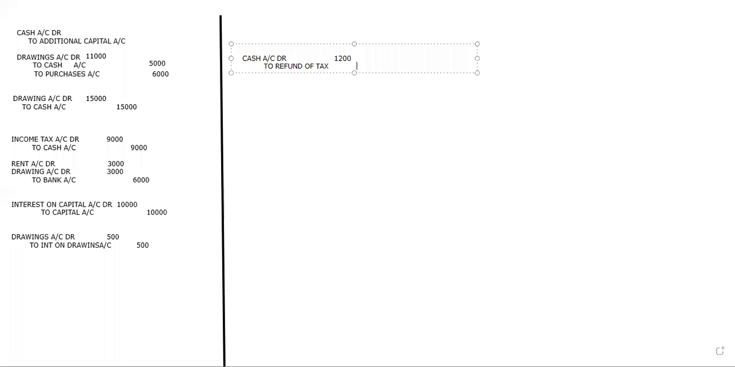In the textbook illustration file, ma'am, there is the same income tax refund. In that they have put it in the drawings account, right ma'am. Yeah, that is what I'm saying. That is what I'm telling here.